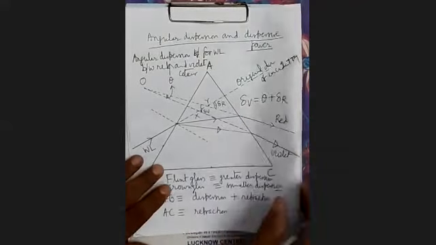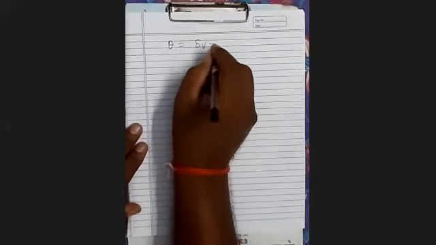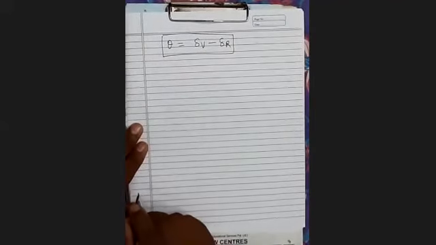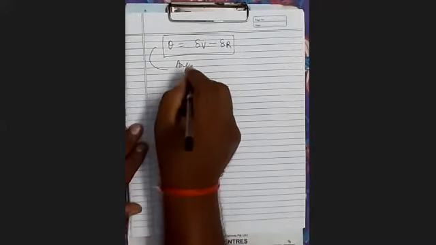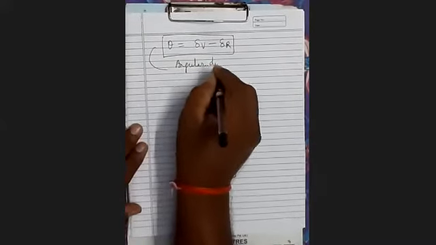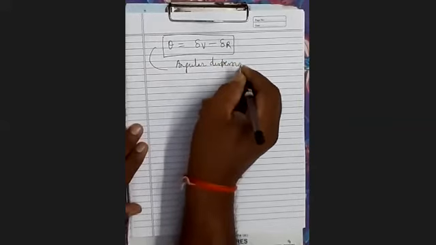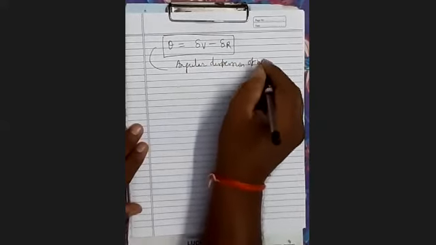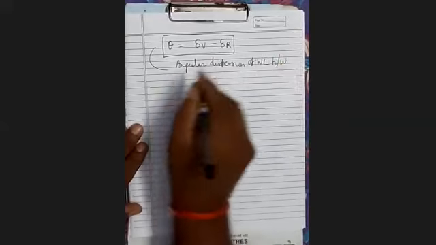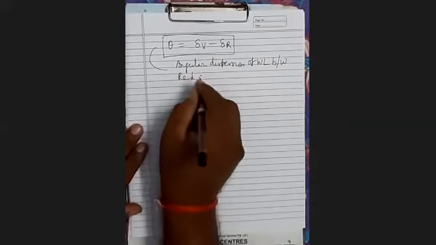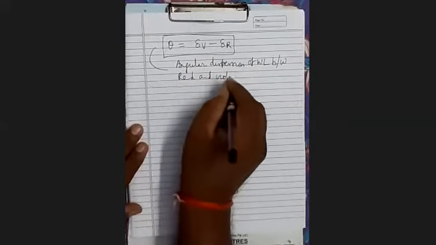So what is theta? Angular dispersion. Theta will be del V minus del R. This is the angular dispersion of white light between red and violet color.